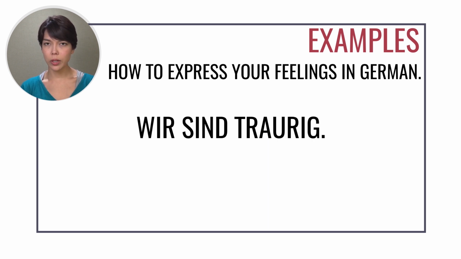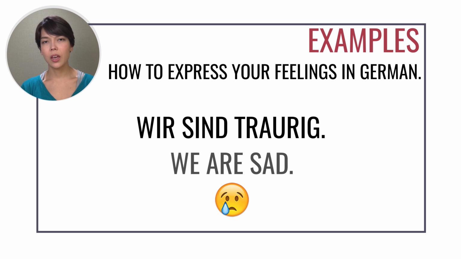Wir sind traurig. We are sad. Here we have the word wir meaning we, followed by sind, a conjugated form of the verb sein, to be, and the adjective traurig, sad. So altogether it means we are sad.